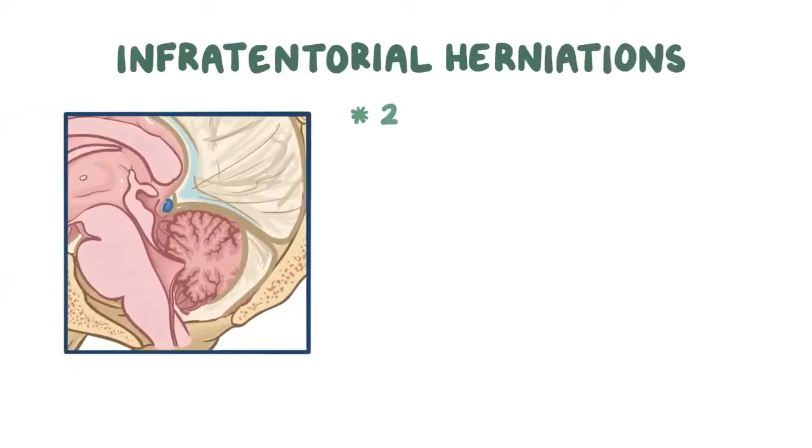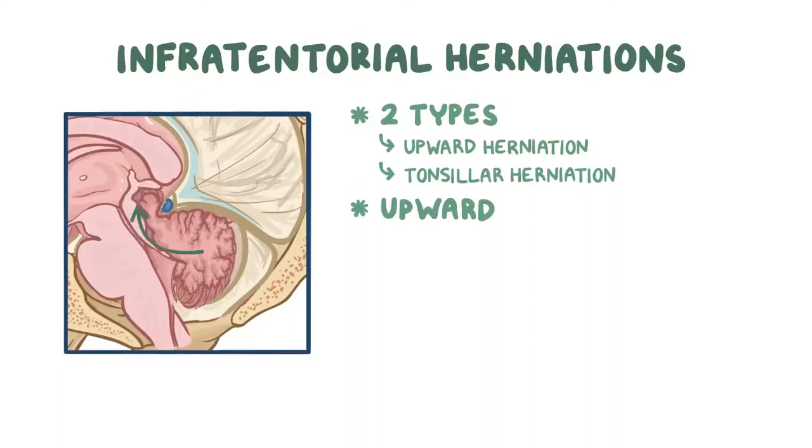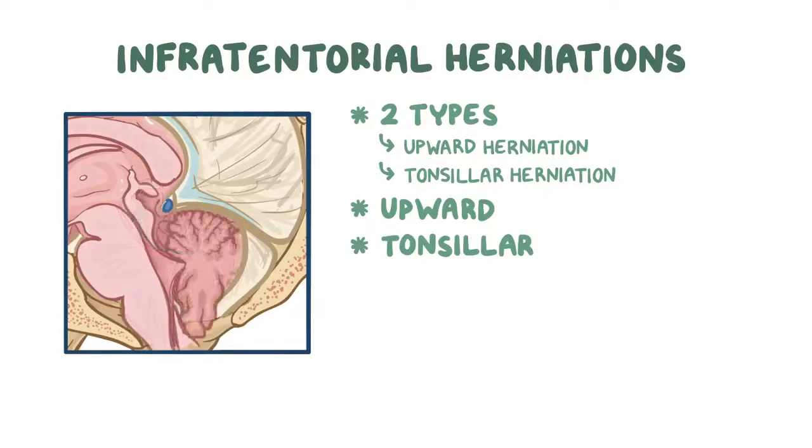Now, the other category of herniations are infratentorial herniations. There are two types, upward herniation and tonsillar herniation. In upward herniation, there's a displacement of the cerebellum upward through a notch in the tentorium cerebelli. In tonsillar herniation, parts of the cerebellum, called cerebellar tonsils, slip down through an opening in the skull called the foramen magnum.